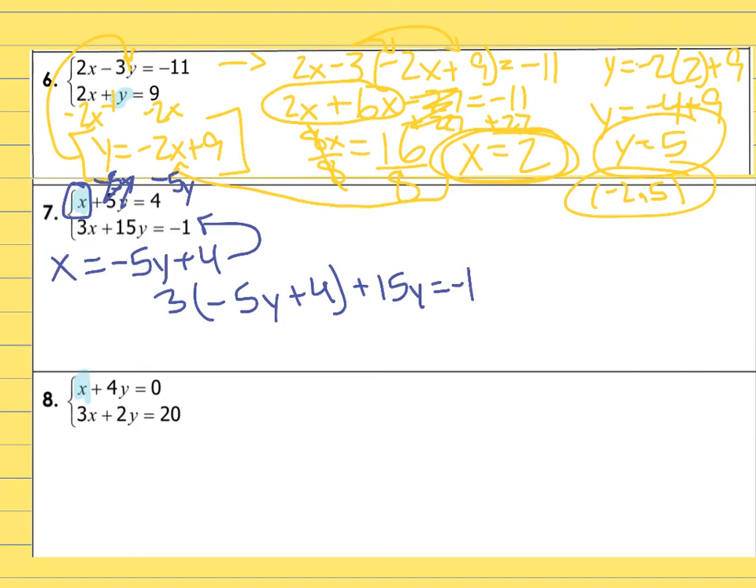So let's solve. We're going to have to distribute that 3, because it's outside the parentheses. 3 times negative 5, negative 15. Don't forget the y. 3 times 4 is positive 12. I also have a plus 15y and equals negative 1. I can already see that this is going to be interesting as it is. I'm going to have to double check to make sure I did everything right.